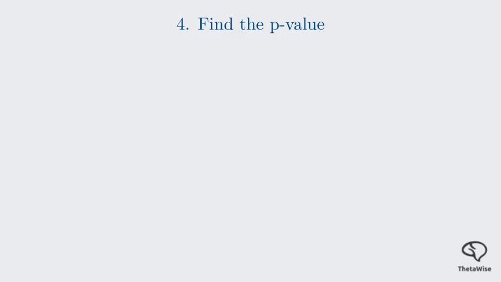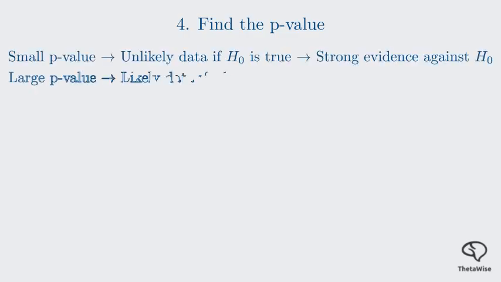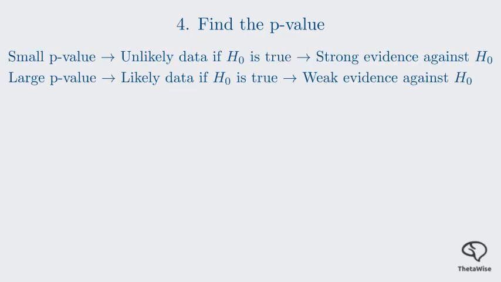Let's break that down. The p-value answers the question, if there really is no effect, how likely is it that I would get a sample result like this just by chance? A small p-value means our observed data is very unlikely if the null hypothesis is true. This provides strong evidence against the null hypothesis. A large p-value means our data is quite likely if the null hypothesis is true, so it does not provide strong evidence against it. The p-value is a probability, so it will always be a number between 0 and 1.